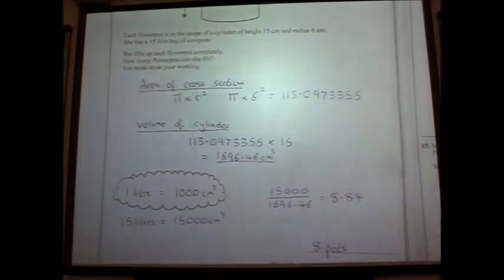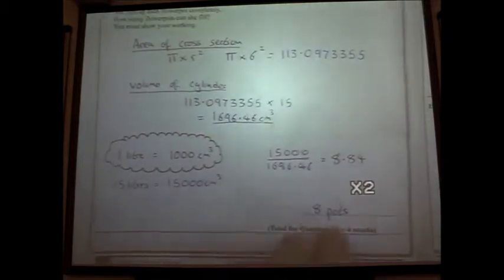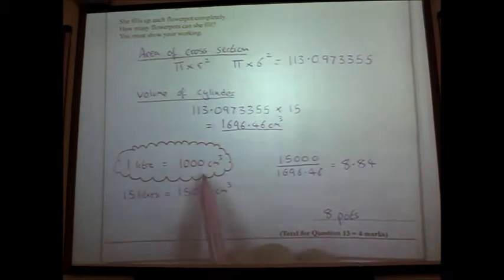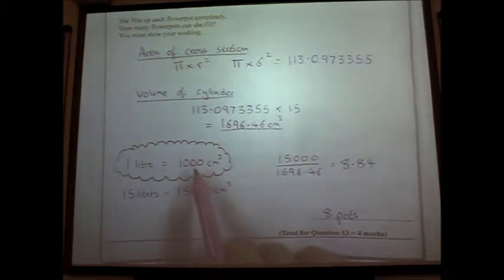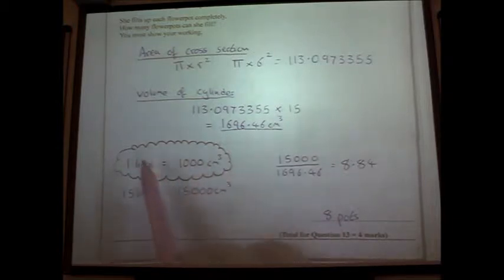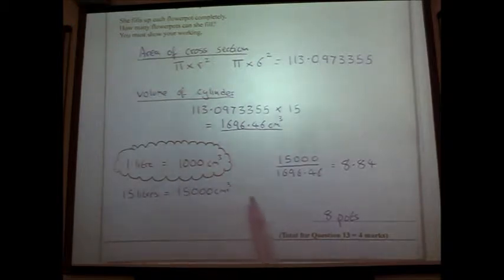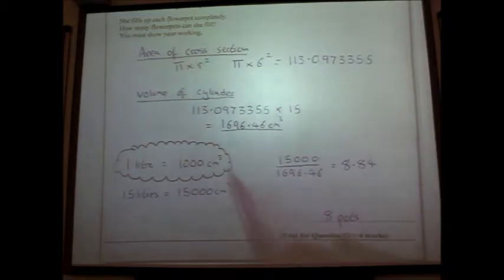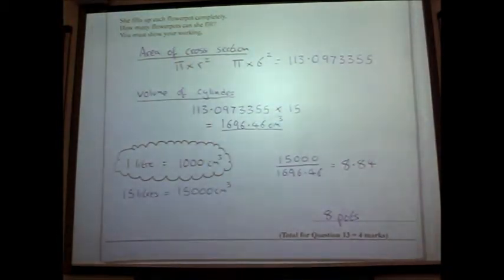So let's zoom on these workings now. You've seen the shape. There we go. So the volume is that. You need to know that 1 litre is 1,000 centimetres cubed. So think of it like a little box you could make maybe in class. That's 10 by 10 by 10 centimetres. That would hold 1 litre. So 1 litre is 1,000 centimetres cubed. So 15 litres is 15,000 centimetres cubed. So you do 15,000 divided by the volume, which is that, and it gives you 8.84. So it will fit 8 and a bit pots, but it says how many pots will it fill completely. So completely it'll only fill 8 pots.